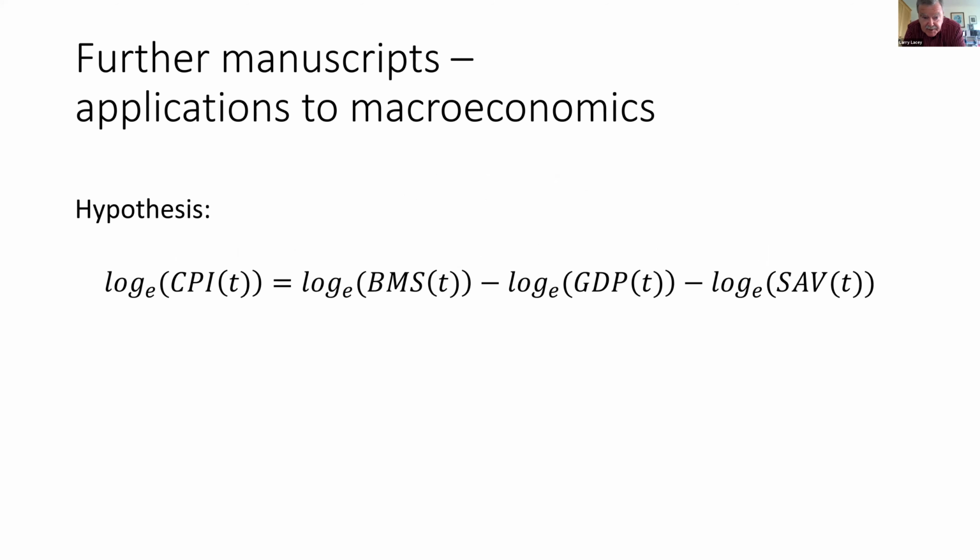So CPI is consumer price, so it's a macroeconomic application. CPI is the consumer price index, which is a measure of inflation. BMS is raw money supply. GDP is gross domestic product, and SAV is savings. So my hypothesis is you can explain the growth, the increase in inflation with the increase in the money supply minus the increase in the GDP minus the increase in savings. Okay, so that's my hypothesis.